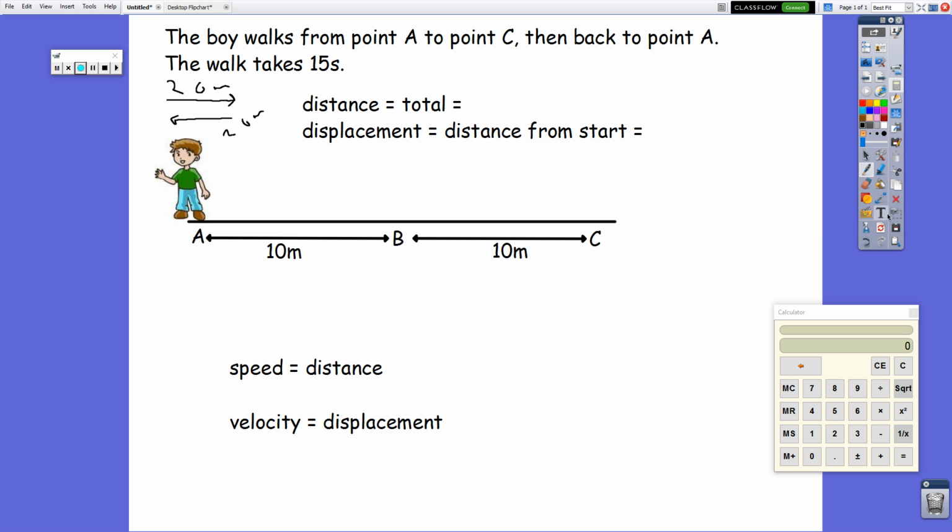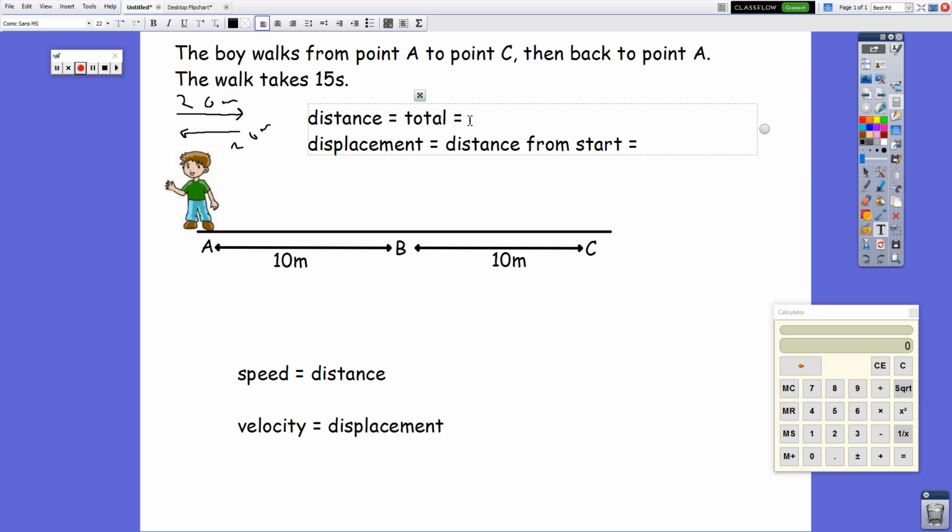Let's do that distance and displacement calculation. Distance is again the total. So it would be 20 plus 20, adding our two vectors together for a total of 40 meters.